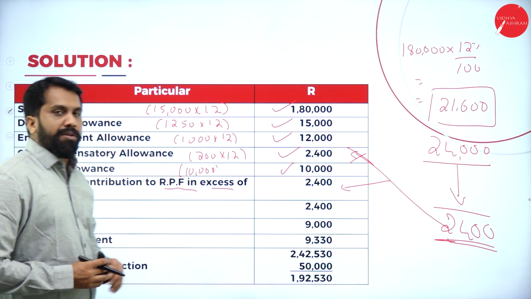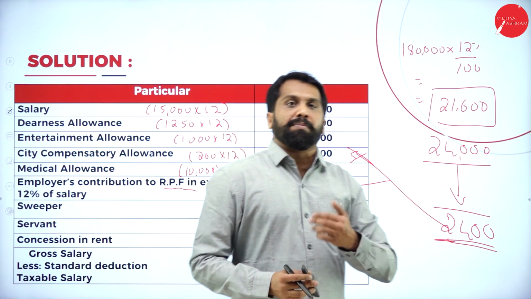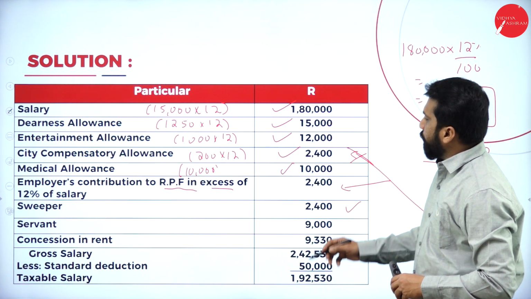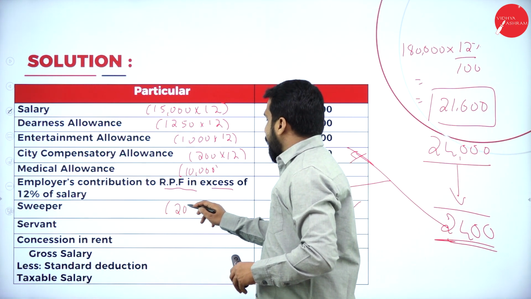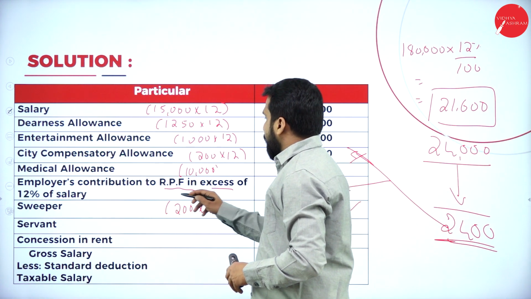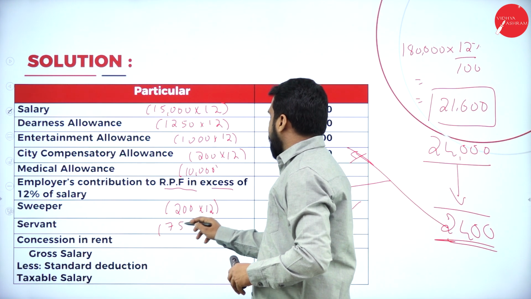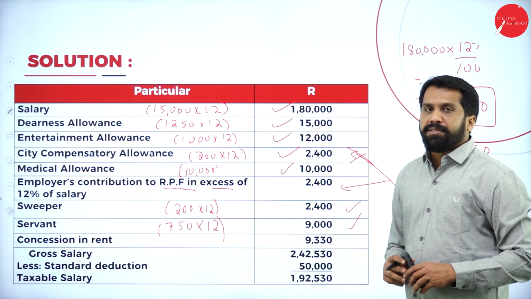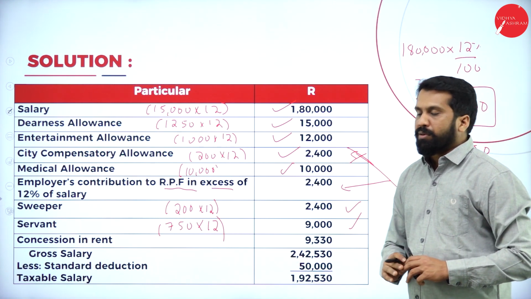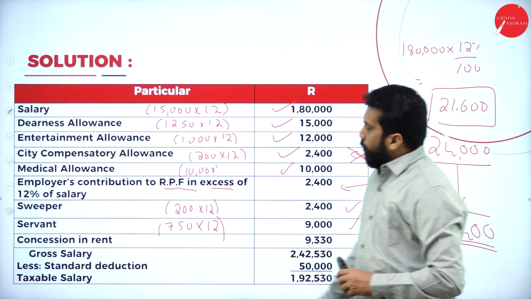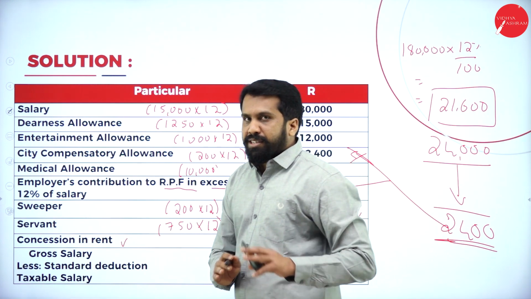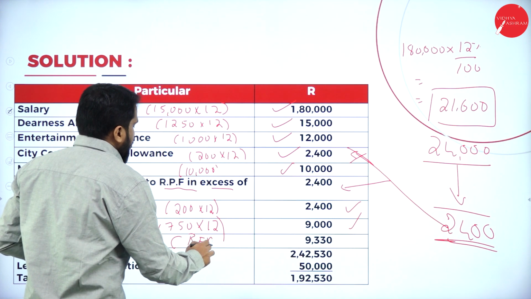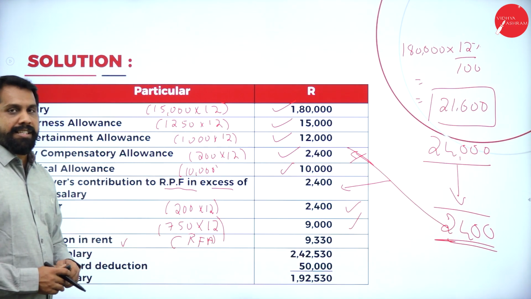Now, sweeper, servant, everything, I told you, multiply into 12. Now, this is 2,400, like 200 multiplied into 12. Your servant, it is 750 multiplied into 12. This will be 9,000. Up to this, any doubt? No doubt. Now, we'll go for the concession rate. It is not concession rate, it is your rent-free accommodation. I'll go for this calculation.